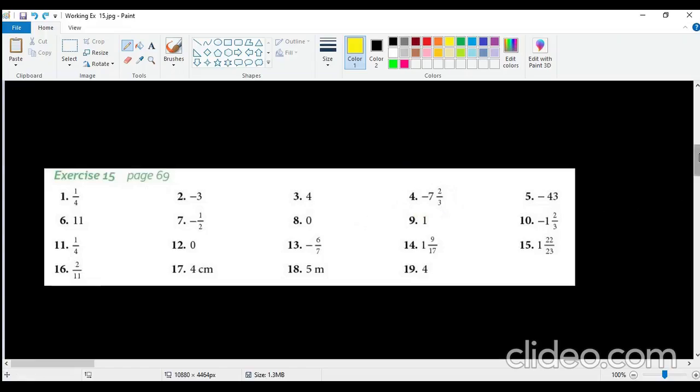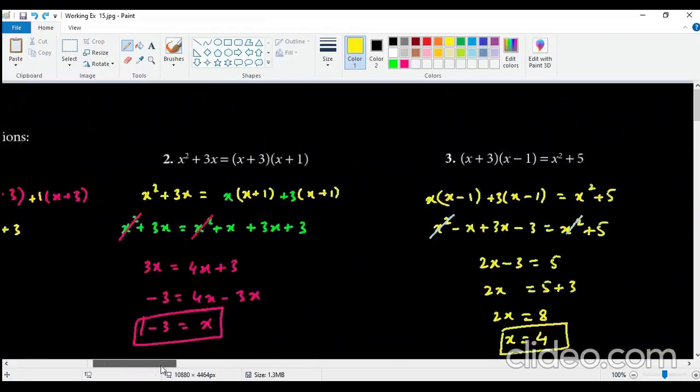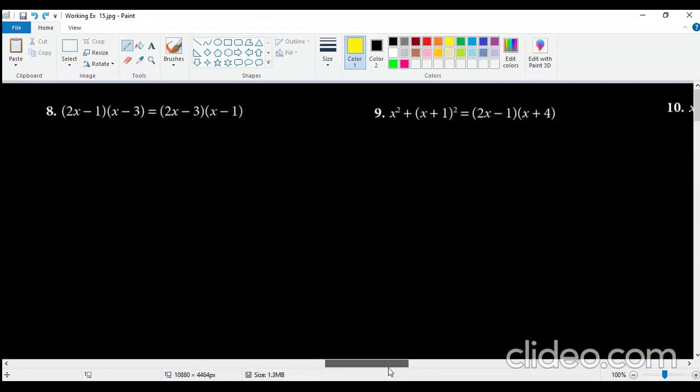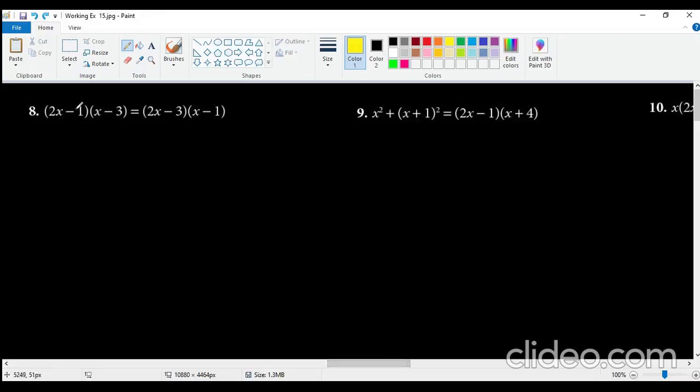Moving on to question number 8. In here, what we are going to do is expanding the brackets separately, each from the left hand side and to the right hand side. I can write x minus 3 two different times, and this side I will write x minus 1 two different times, like this. And first one I will multiply by 2x and then negative 1, and this side I will multiply first by 2x and then by negative 3.